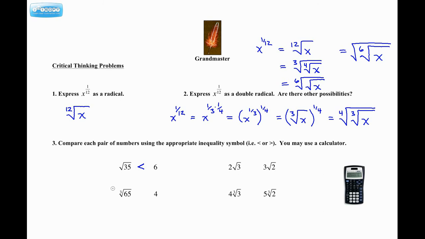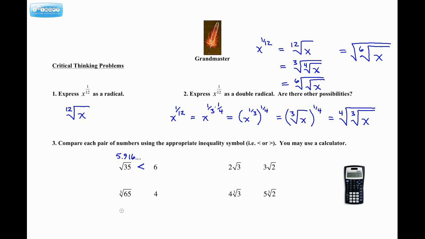But if you just want to check what the square root of 35 is, or at least what it's close to, I'll just write it above. It's close to 5.916..., which obviously is smaller than 6.